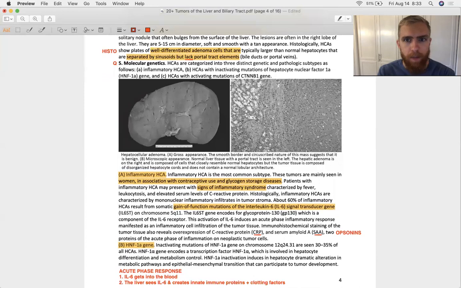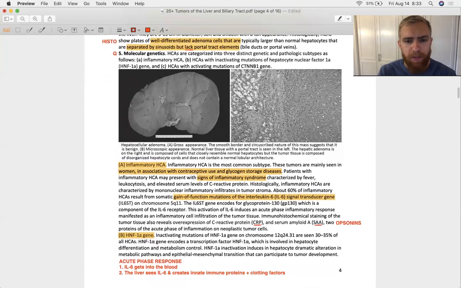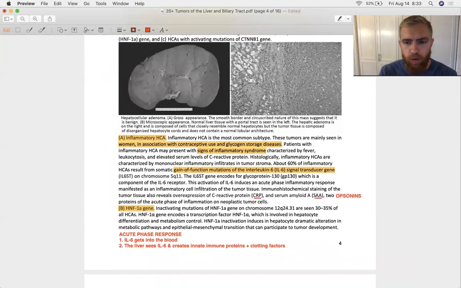You've got hepatocyte nuclear factor 1A, and you've also got beta-catenin. So those are just two genes, going to be easy to remember those.